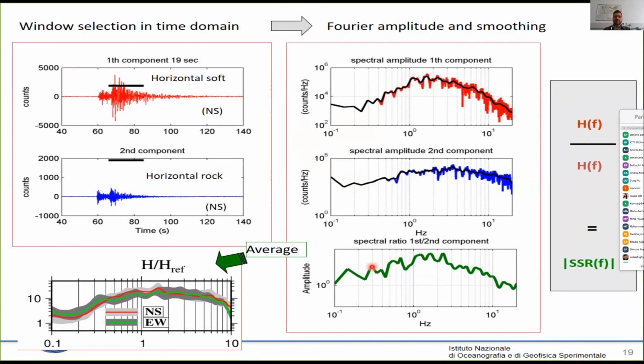This operation then is repeated for the different components, in this case, but especially for many earthquakes. And what we are doing, we just average the results that we obtain from many spectral ratios. So here you see in red and in green the results for the north-south and east-west components at the station that is reported here on the top. So you see in this case, the two components are showing similar amplification in the two directions of shaking, the north-south and the east-west.